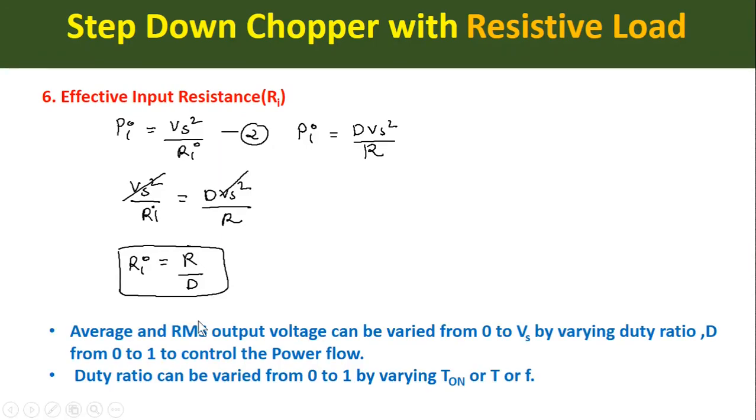So from this discussion we have seen that the average and RMS output voltage can be varied from 0 to Vs by varying the duty ratio D from 0 to 1 to control the power flow in the circuit. The duty ratio can be varied from 0 to 1 by varying the on period of the switch or the total time period or chopping period or the chopping frequency. So from the equations of the duty cycle we have derived these statements.